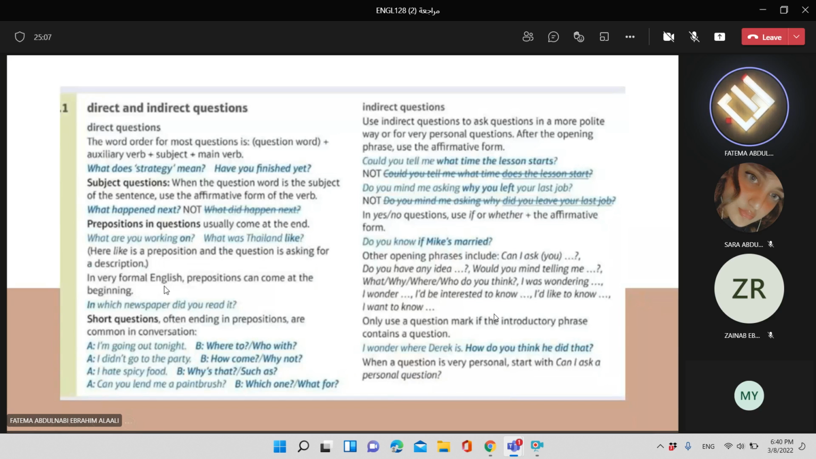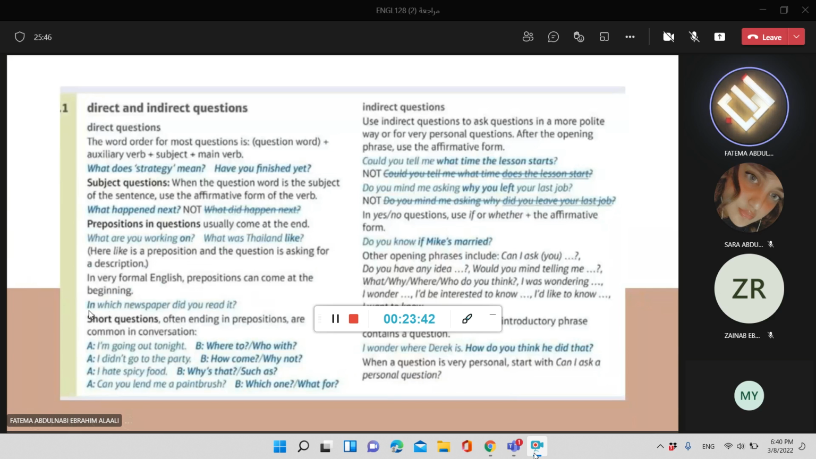In very formal English, prepositions can come at the beginning. In which newspaper did you read it? So if prepositions come in the questions, the purpose of it is for description. As it was mentioned, it comes usually at the end, and in very formal English, we use it at the beginning of a sentence.